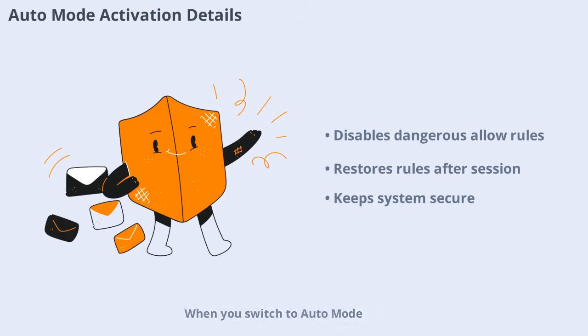When you switch to Auto Mode, Claude Code drops any allow rule that grants arbitrary code execution. This means blanket shell access, wildcarded script interpreters, and any agent allow rule are disabled. These rules would otherwise auto-approve the most dangerous commands before the classifier even sees them. Narrow rules, like Bash(npm test), are still allowed. The dropped rules are restored when you leave Auto Mode, ensuring that your system remains secure during automated sessions.